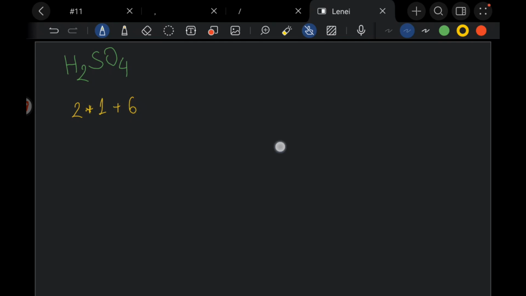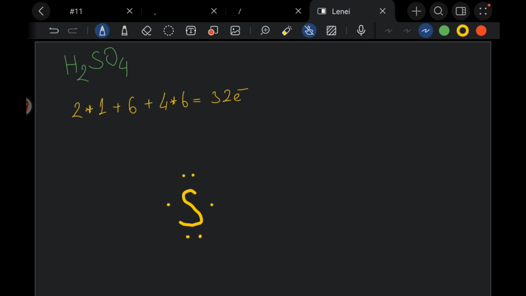Sulfur has 6 electrons, and we have 4 oxygen, and each oxygen atom has 6 valence electrons. If you calculate it, 24 plus 6 plus 2, we have 32 electrons. And for the second rule, we have to put the least electronegative atom in the center. Okay, I put the sulfur in the center, and I have to put 6 electrons for the sulfur atom.